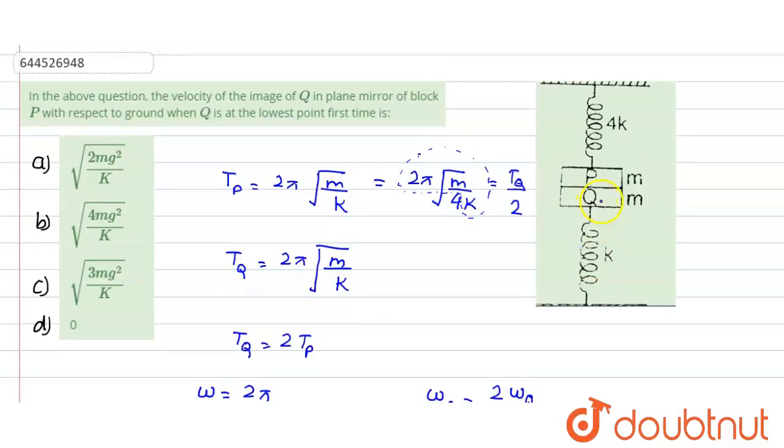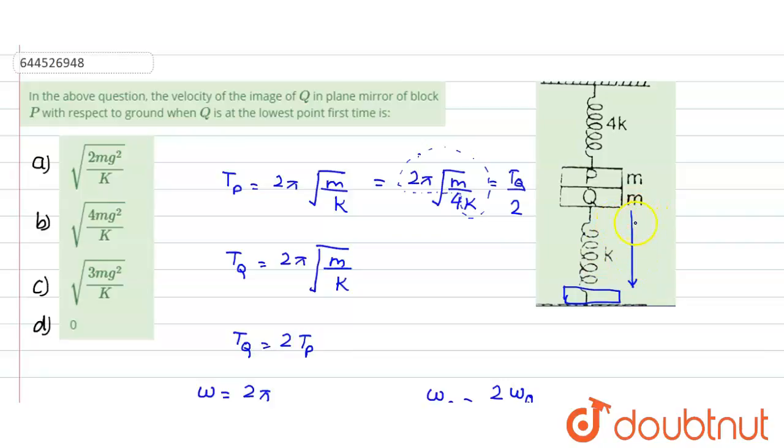Now what is given? When Q is at the lowest point, that means Q is here. So what would be the amount of time taken by Q to come here? It would be half of the time period of Q, because for the full time period it would come downward and then go upward.